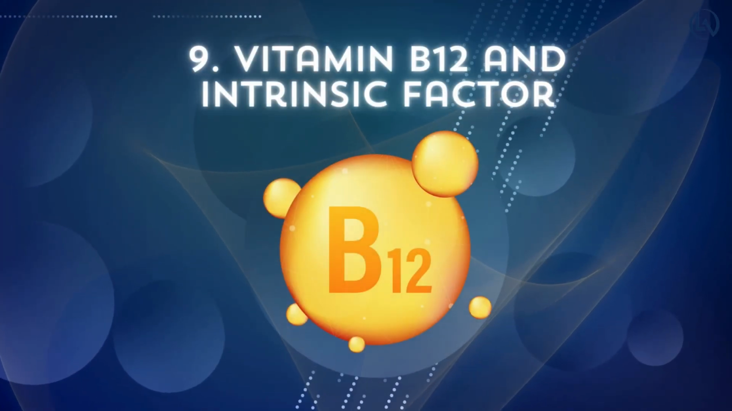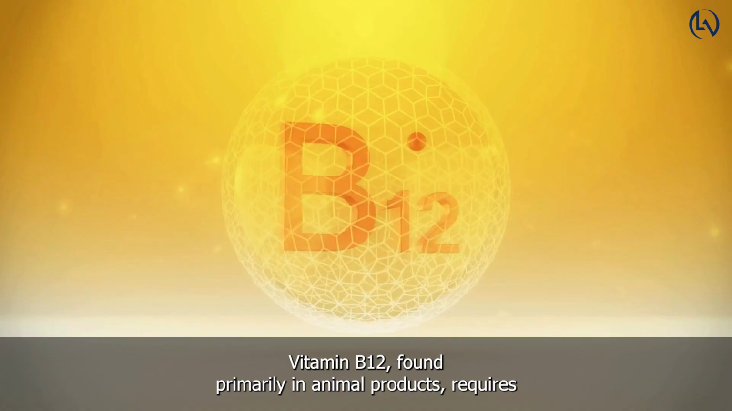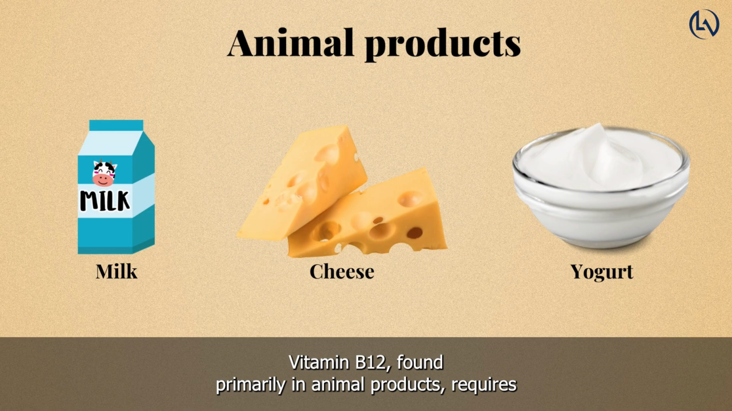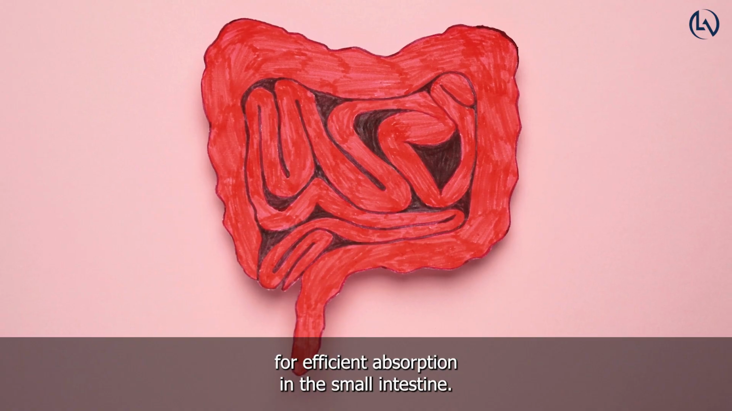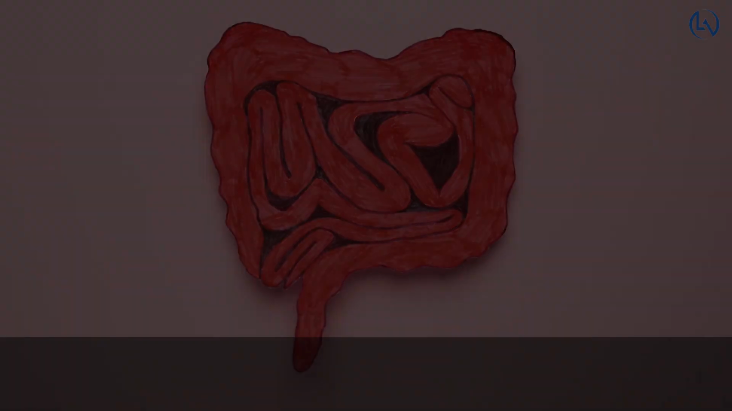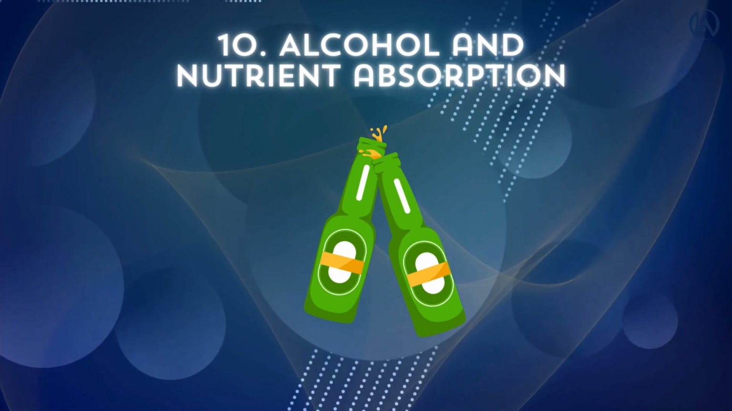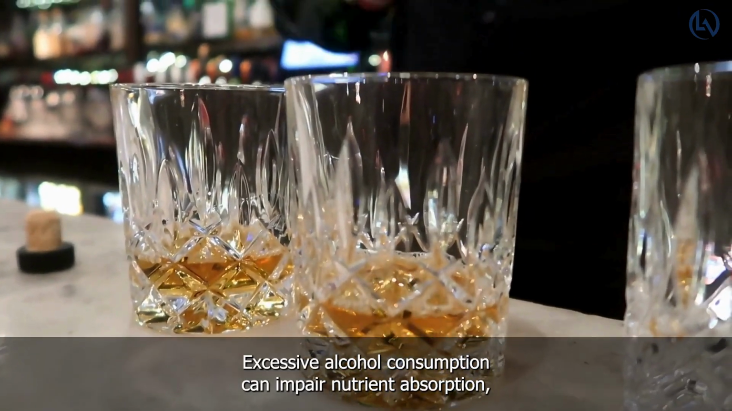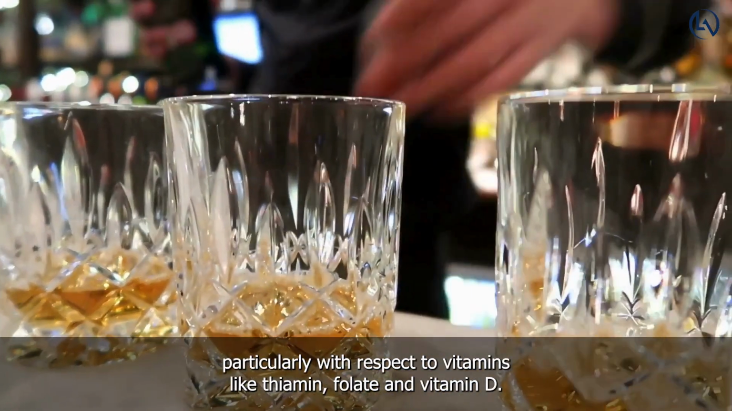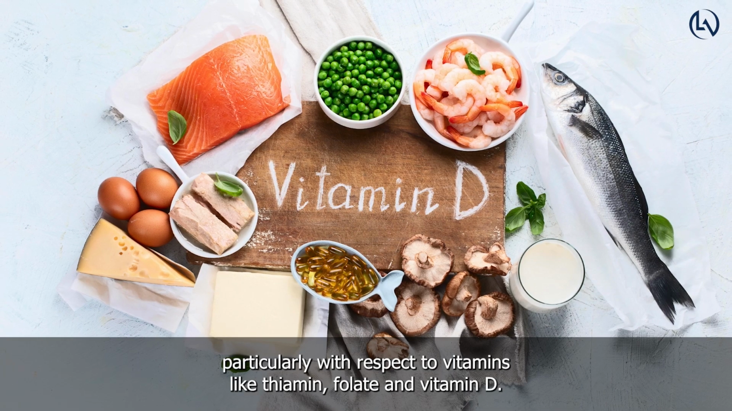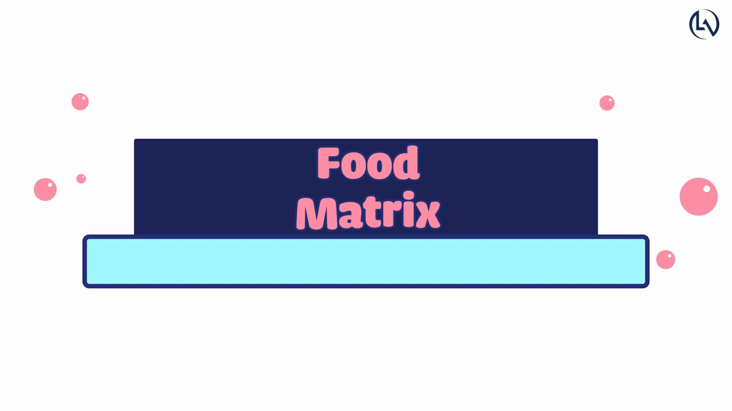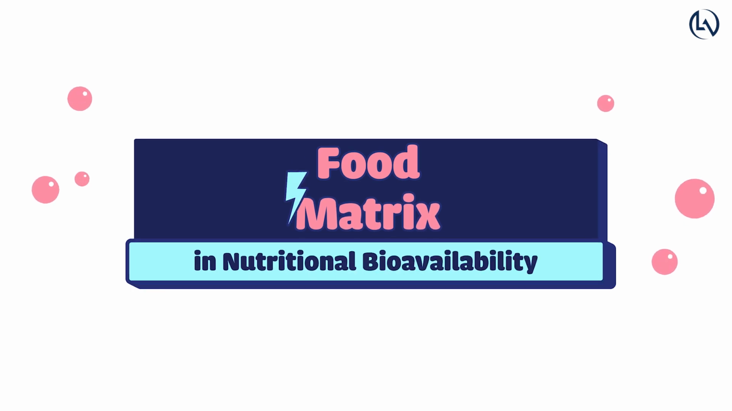Vitamin B12 and intrinsic factor. Vitamin B12, found primarily in animal products, requires the presence of intrinsic factor, a glycoprotein secreted in the stomach, for efficient absorption in the small intestine. Alcohol and nutrient absorption. Excessive alcohol consumption can impair nutrient absorption, particularly with respect to vitamins like thiamine, folate, and vitamin D. Food matrix in nutritional bioavailability.